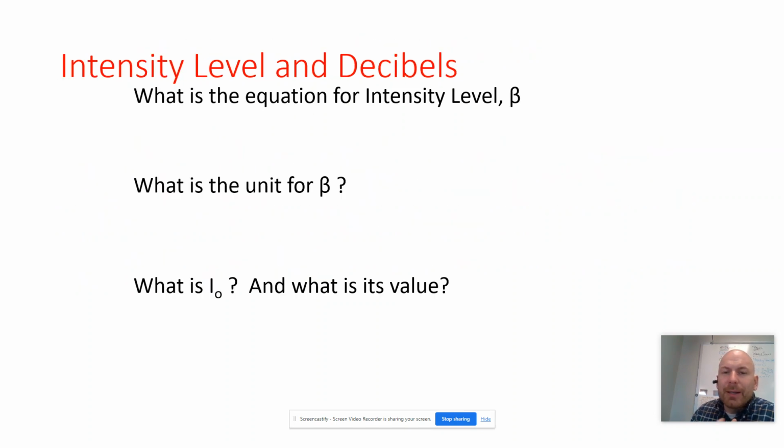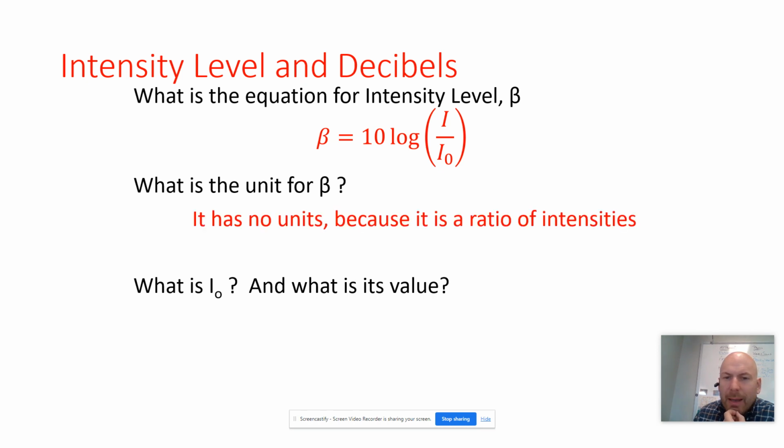Because of that, this screams we need to deal with logarithms. So that is the equation for decibels, sound intensity. The unit for that, it has no units, but we label it as decibels, a little dB, is the unit that we use for decibels, even though it's just a ratio.